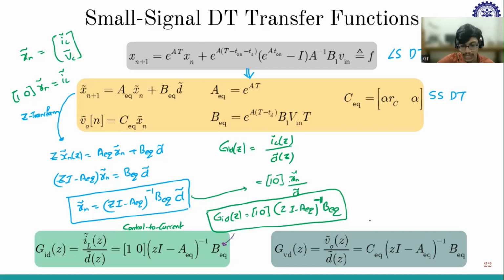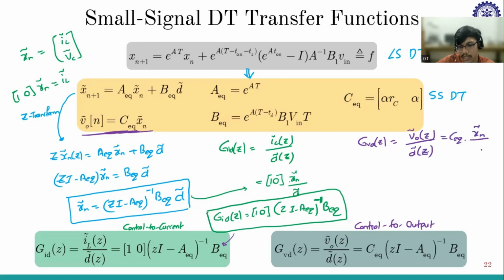So now I want GVD, which is control to output. What is the definition of GVD of Z? GVD of Z is V0 perturb of Z by D perturb of Z. And from the small signal model, I know V0 perturb is C equivalent into XN perturb. So this is C equivalent into XN perturb by D perturb. So if I want to get GVD of Z, it will be C equivalent into ZI minus A equivalent inverse into B equivalent. So this is simple.